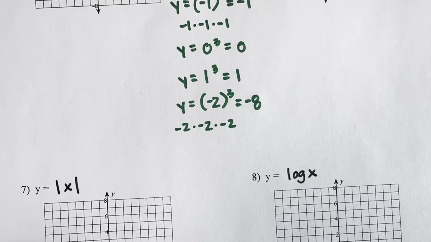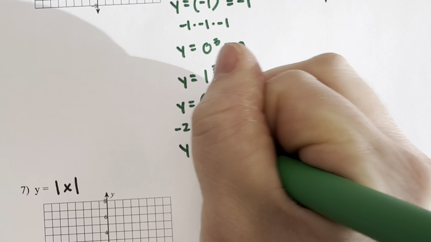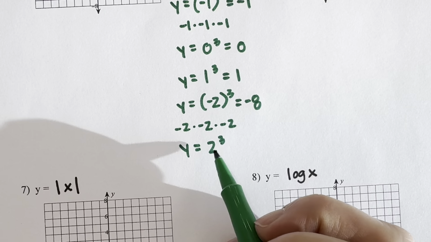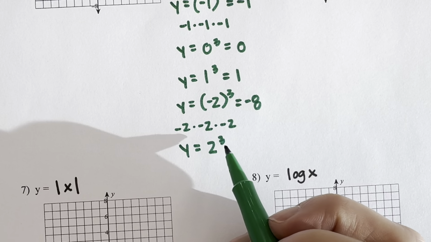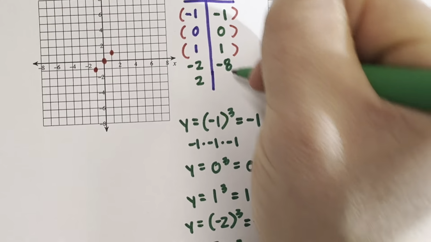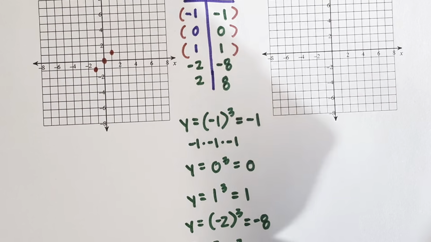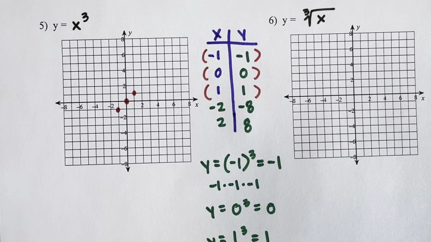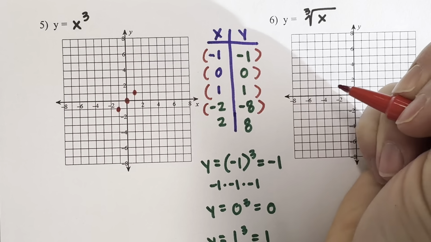Okay, now let's try +2. If I just have 2 cubed, well, no negatives to worry about here. This is just going to be 2 times 2 times 2. So 2 times 2, 4, times another 2 is just +8. So when I plugged in +2, I got out +8. These 2 coordinate points are really going to show you the shape of this graph now. So let's go ahead and put these on our coordinate plane.